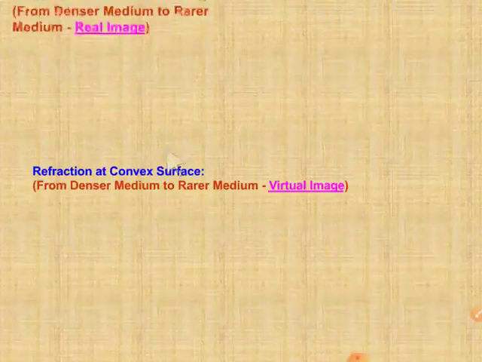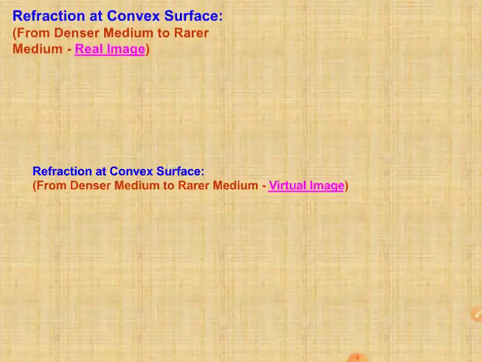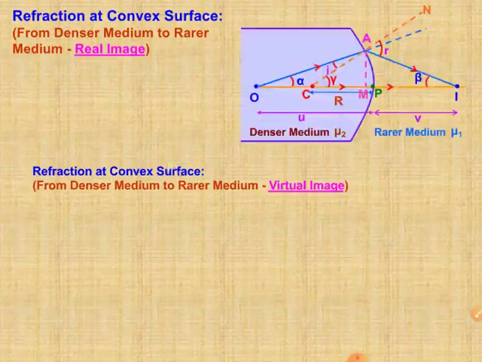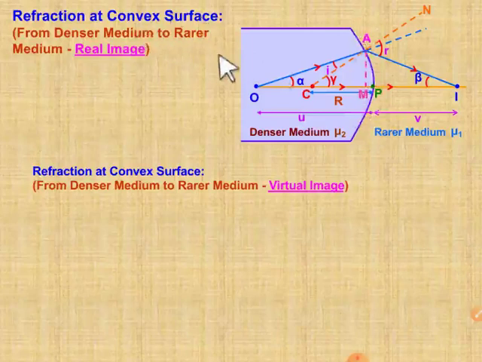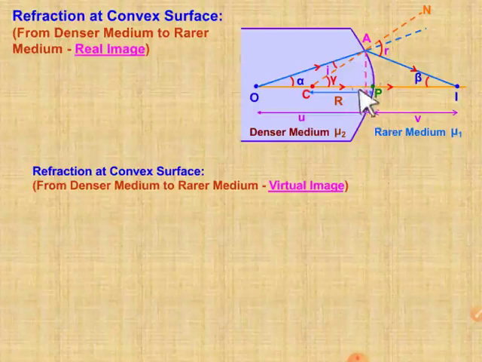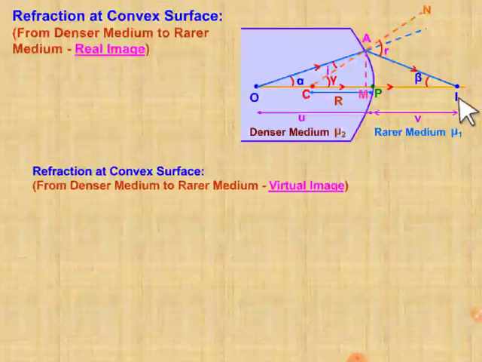Okay, yes, let's see the other refraction, at convex surface from denser to rarer medium. Now this is the diagram that we are going to have. You see that this is refraction from denser to rarer, from denser, that means mu2, to mu1, and it is convex toward the rarer medium. That is why we call it a convex surface. And this is forming a real image. For forming a real image, I told you that the object should be somewhat farther away from the center of curvature. It should be beyond the center of curvature, and so the image will be formed there as real.